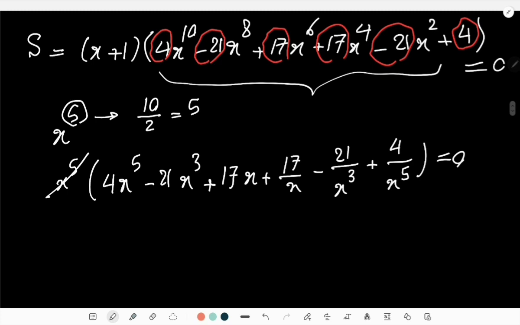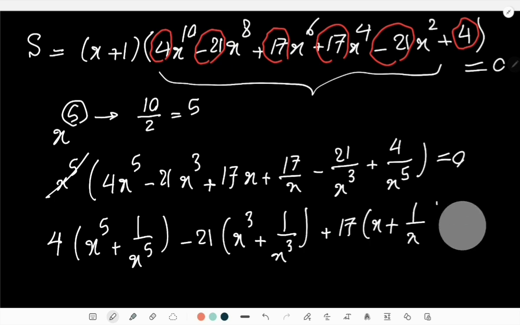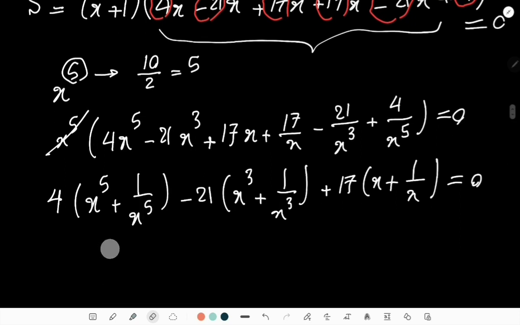And if I just order this expression a little bit, then I have 4 times x to the power of 5 plus 1 over x to the power of 5, minus 21 times x to the power of 3 plus 1 over x to the power of 3, plus 17 times x plus 1 over x. So in this new expression, you can clearly see what we can take as a good change of variables. So just pay attention to these terms here.